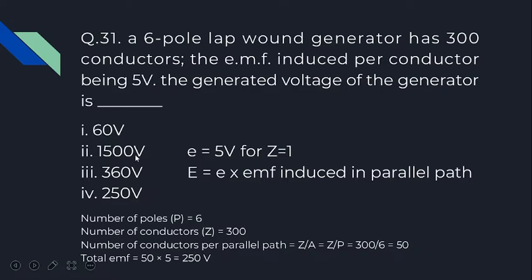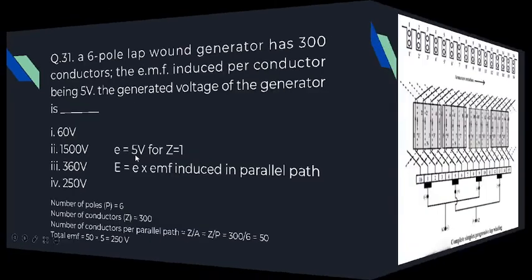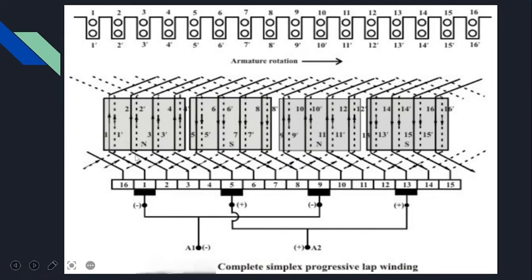But you need to understand that when they are talking about a generator or a machine, the voltage induced is nothing but the voltage induced in one parallel path. There are totally 6 parallel paths given in the question. Now look at this example. There are 4 poles, 1, 2, 3, 4, so parallel paths will also be 4. Based on the parallel paths, we get the brushes here.